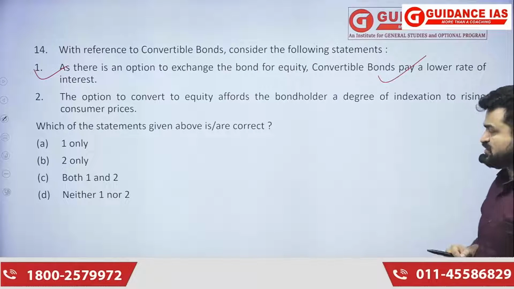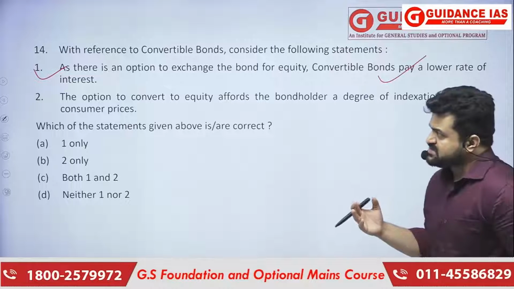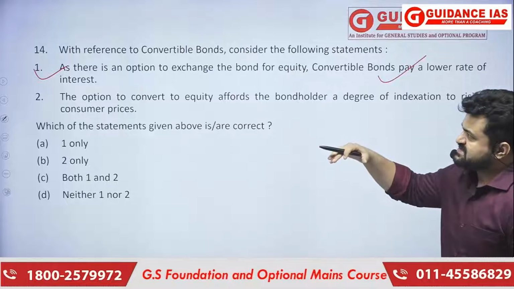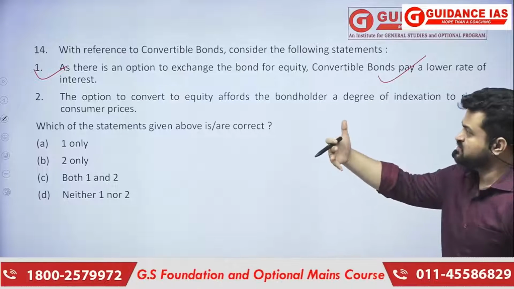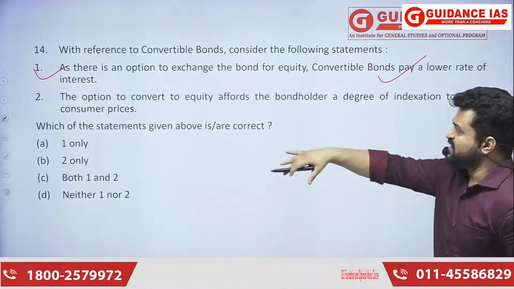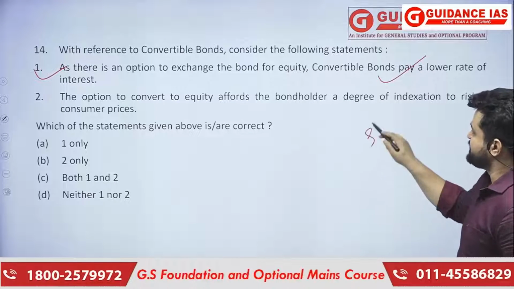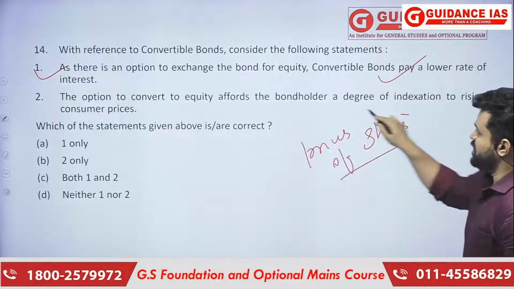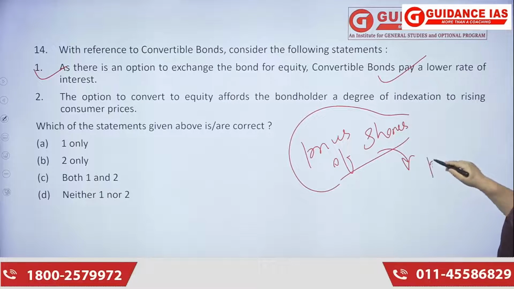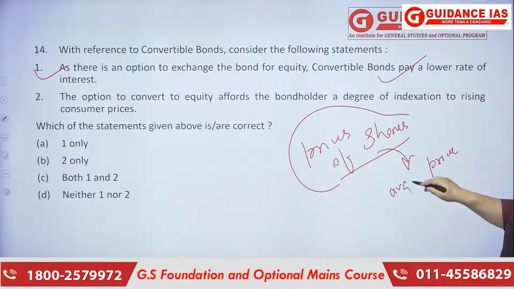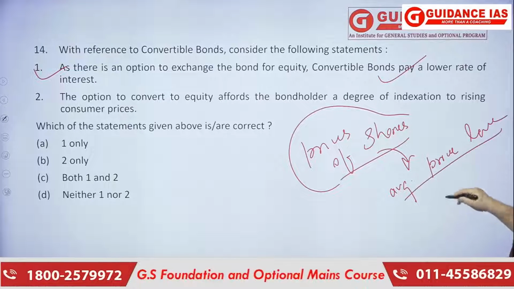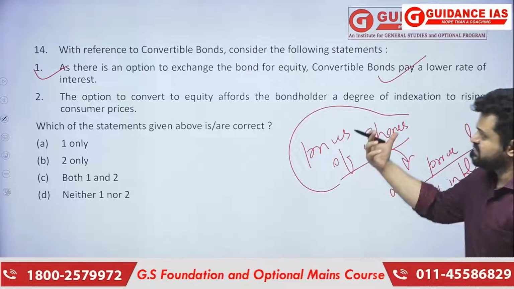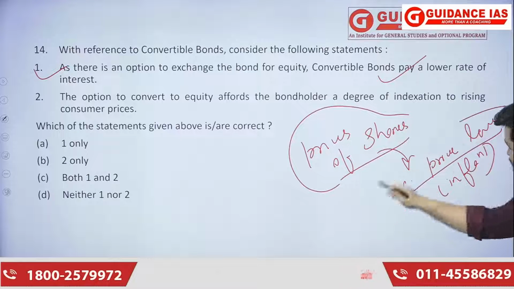A degree of indexation, to see, understand, because these bonds are hybrid security instruments. That means they can also be converted into stocks, and that is why they are correlated with the shares, and prices of shares actually are correlated with the price level, the average price level in the economy, that is inflation.